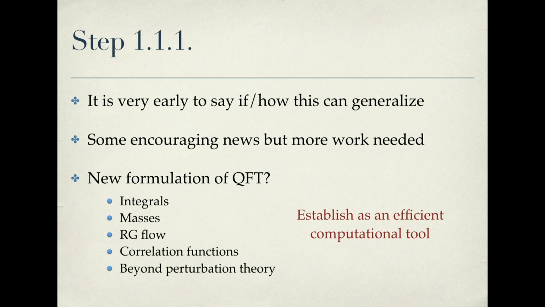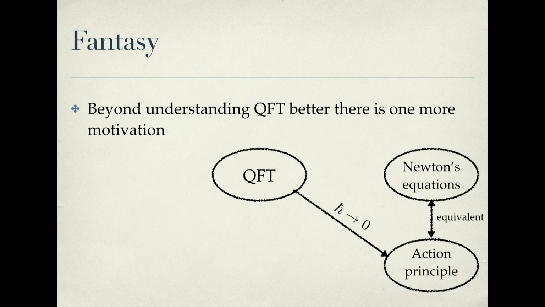Now, of course, this is step 1.1.1 in some long process of trying to reformulate the scattering amplitudes and maybe quantum field theory more generally. One has to do other theories and also understand masses, RG flow, correlation functions. Amplitudes are not the only objects in QFT. Of course, in other theories, one has to go beyond perturbation theory. And the other question is to establish it as an efficient computational tool and eventually to be able to produce the results using that as well.